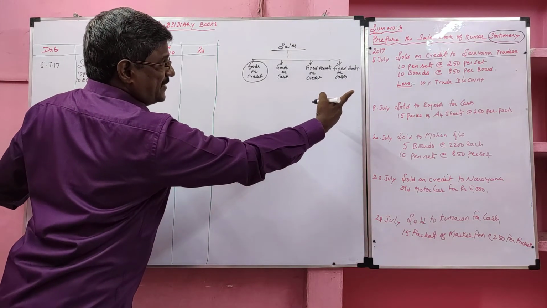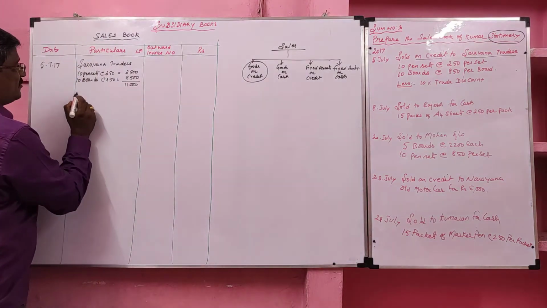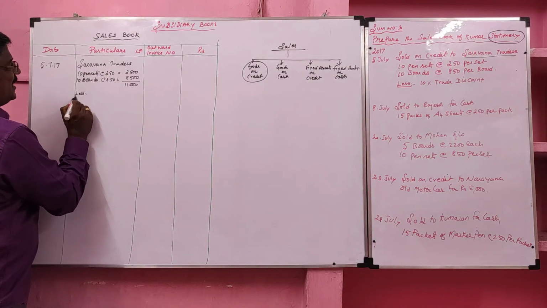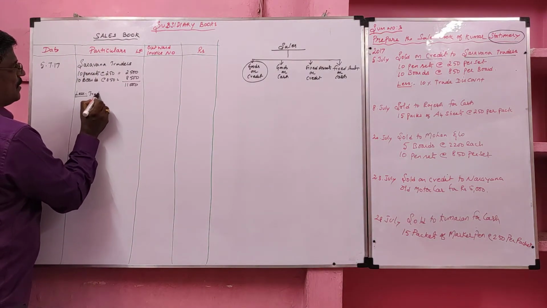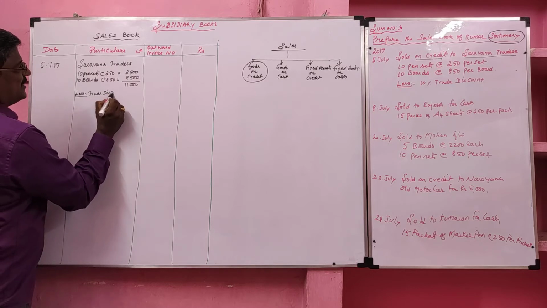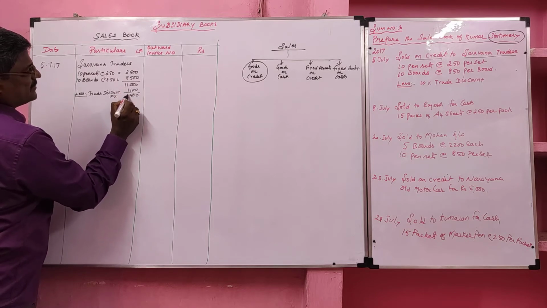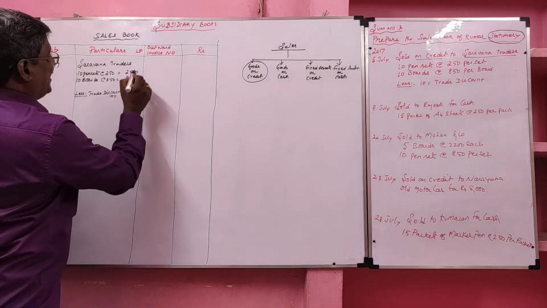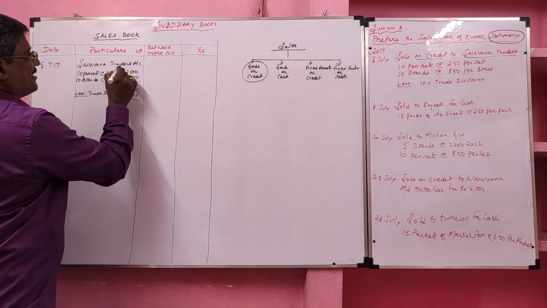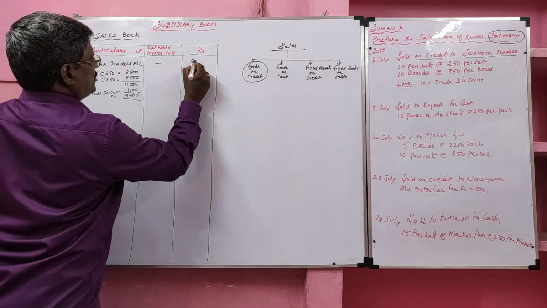Here, less 10% trade discount. If trade discount is given, we have to deduct the trade discount. How many percent? 10% on 11,000 is 1,100. So the balance 9,900 is recorded against Saravana Traders account.